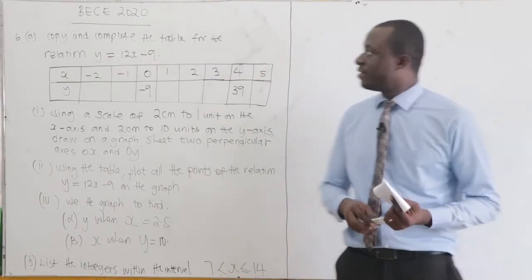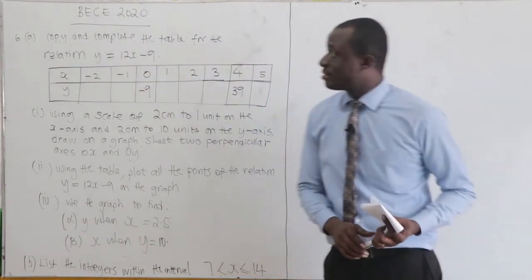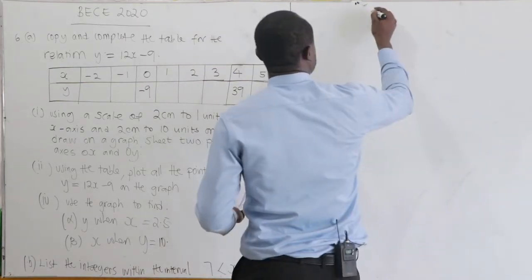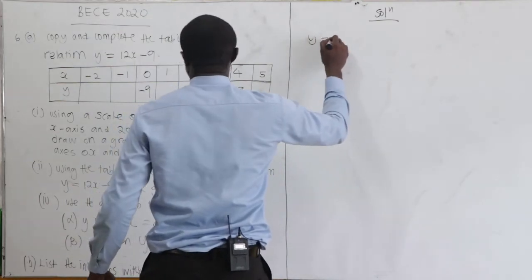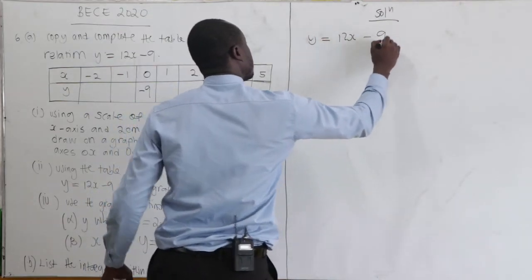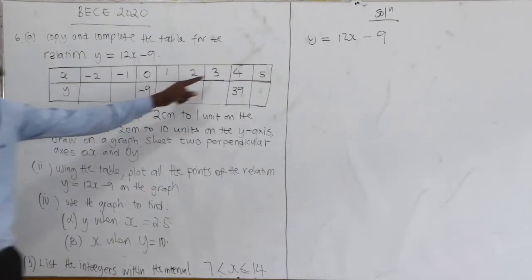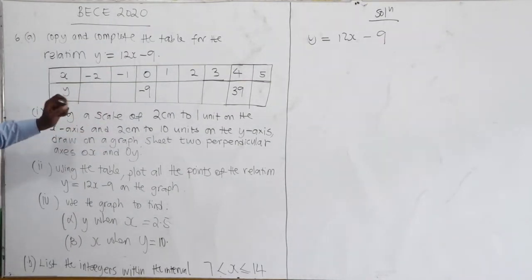Now let's see this. That's B.E.C.E 2020, question number 6. Let's see the A. Copy and complete the table for the relation. So we have y equal to 12x minus 9. So you're going to copy and complete this table. Now when x is 0, we have negative 9. When it's 4, we have 39. So you're supposed to find where we don't know the values of y.